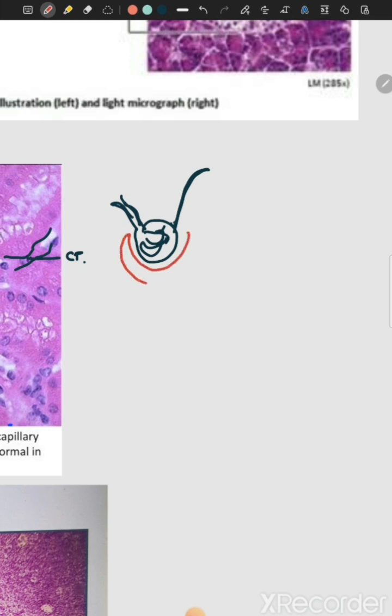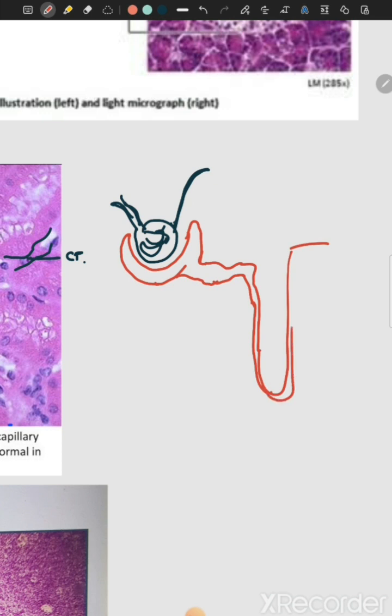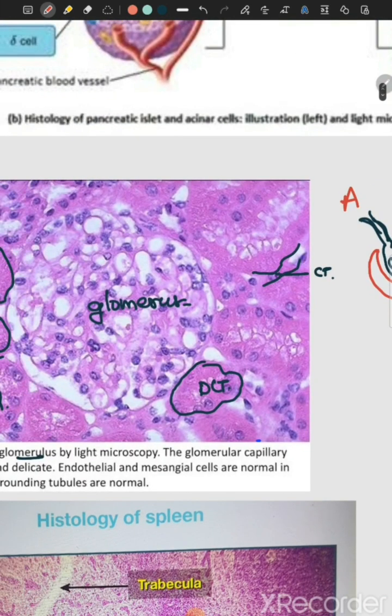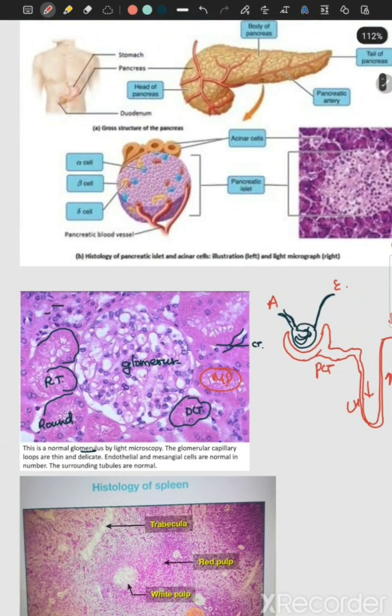So this was the structure, loops of Henle, and then here is a collecting duct. This part is the PCT, proximal convoluted tubule, and this is the loop of Henle, this is the descending and this is the ascending, and this is the distal convoluted tubule, and there is a collecting duct. Afferent arteriole and efferent arteriole, and in between them there is the macula densa. Now here you can see the glomerular capillaries, loops, and thin delicate walls, and the endothelial and mesangial cells are normal.